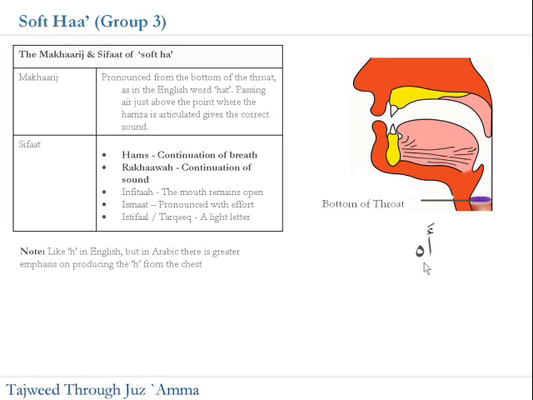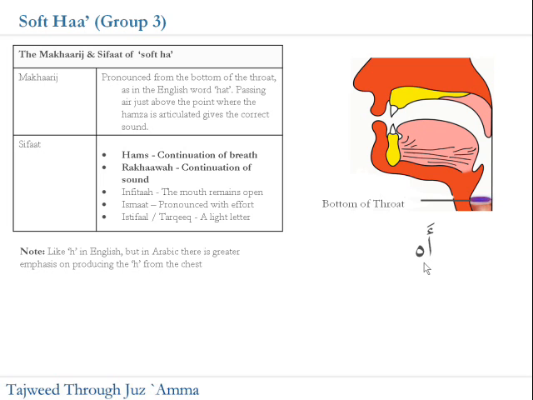Now, this is important when the ha is sakin. So instead of just saying ah, you really try and bring it from the chest, although we have to be careful not to overdo it, because the ha is a light sound and you just say ah without adding an extra sound at the end. That's a heavy sound, so we just want ah.